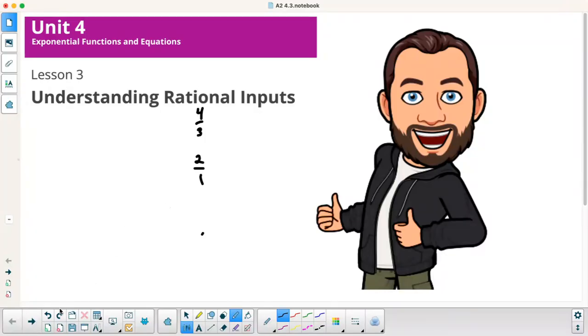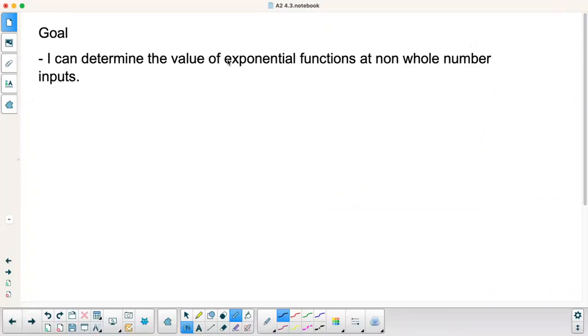So we're going to have rational inputs on exponential functions, basically. So I can determine the value of exponential functions at non-whole number inputs. Okay, so let's say I've got an exponential function. My initial value, let's say, is 2,000, and let's say you want to increase by 5%. So it's going to be 2,000 times 1.05 to the x.